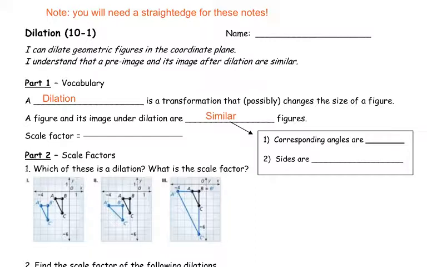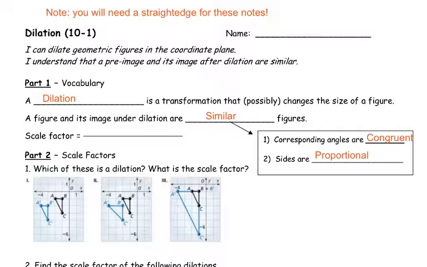In similar figures, corresponding angles are congruent and the sides are proportional. This means that the angles are equal to each other, and the sides, you can multiply the smaller side by a number bigger than 1 and get the larger figure's same side, or you could take the larger figure's side and multiply it by a number between 0 and 1 and get the smaller corresponding side.